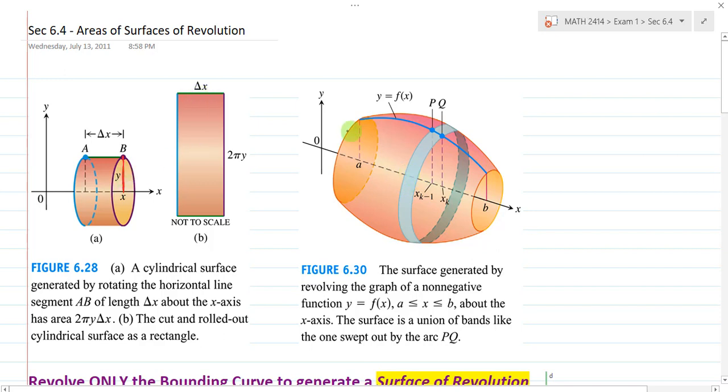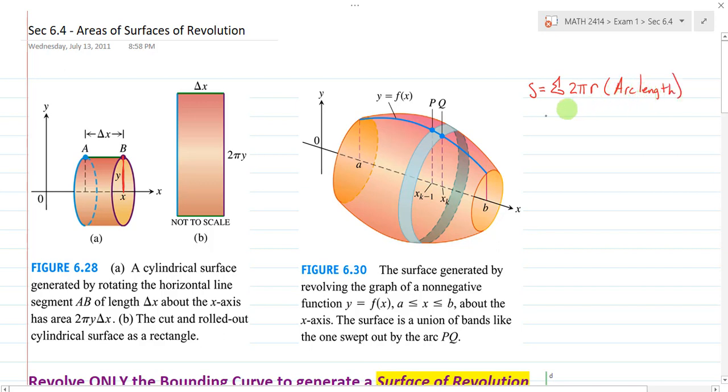Then I could add up all of the lengths of these strips from A to B, and I would have my surface area. So what we could say is that the surface area would be the sum of 2 pi r times the arc length. And the arc length is what we just finished going over.